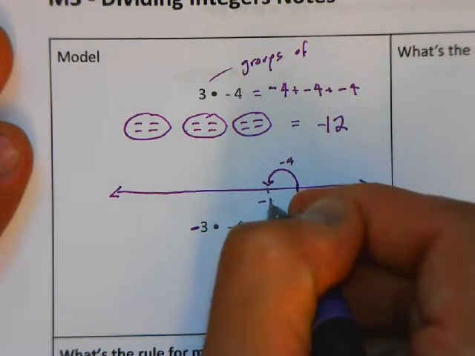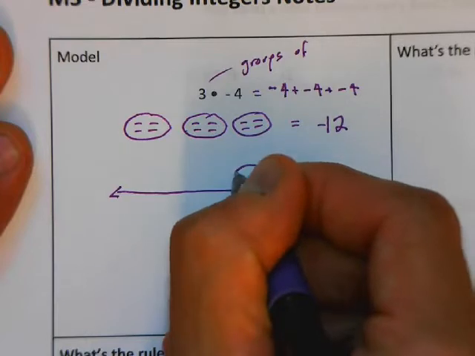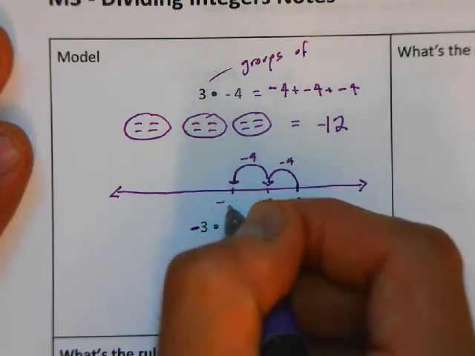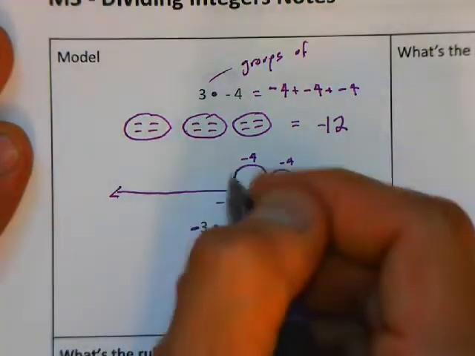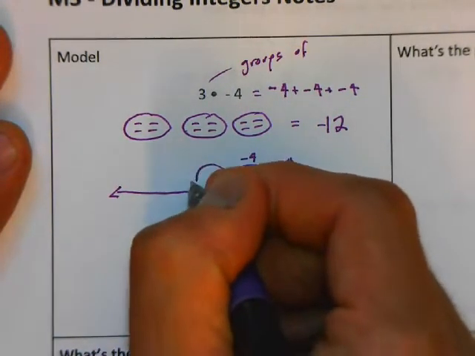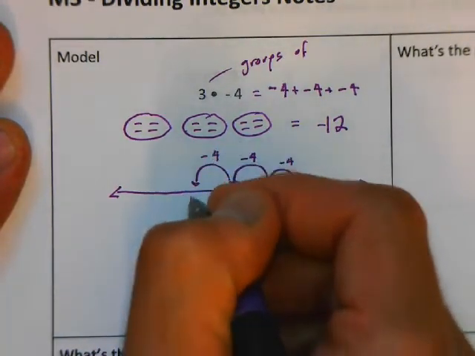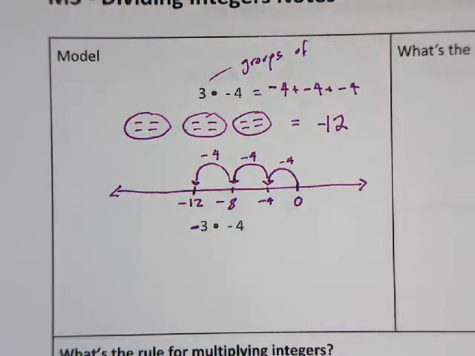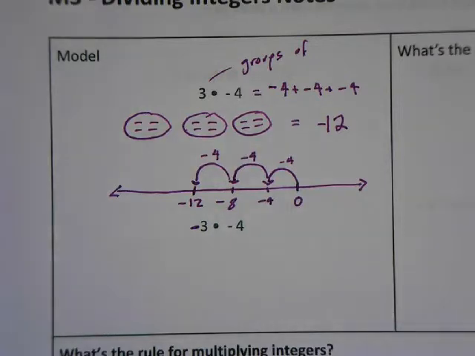So I'm at negative 4 here. Here's a second jump of negative 4. Which means I'm at negative 8. And here's one more jump of negative 4, which means I'm at negative 12. So no matter how we look at it, we're going to get negative 12.